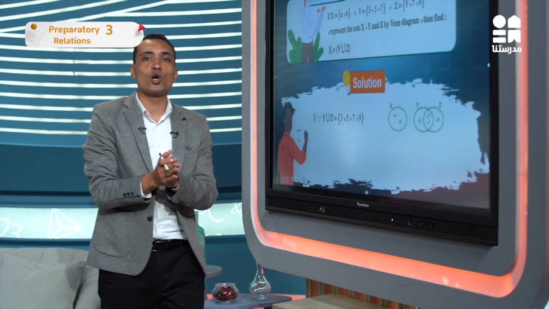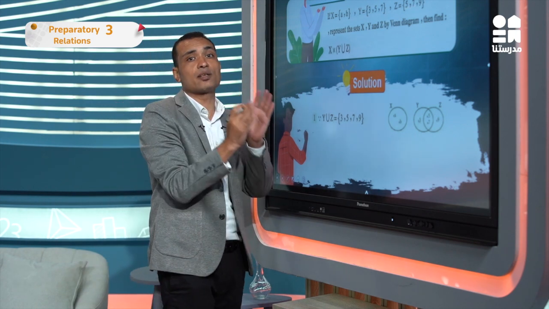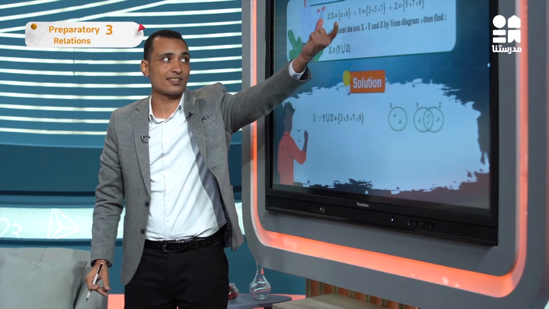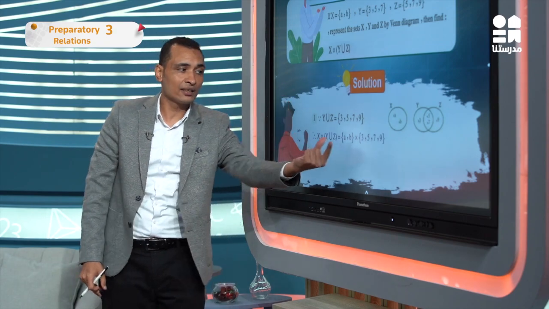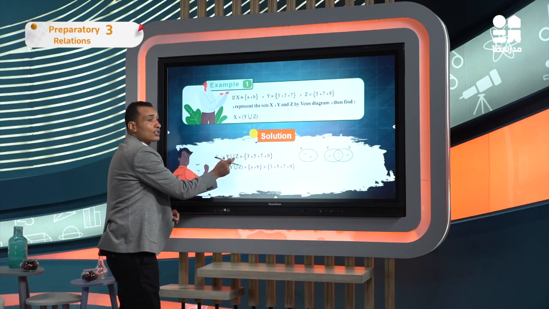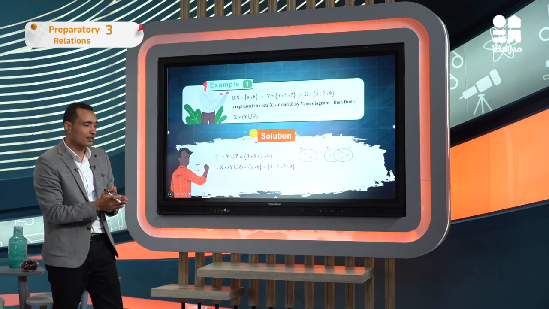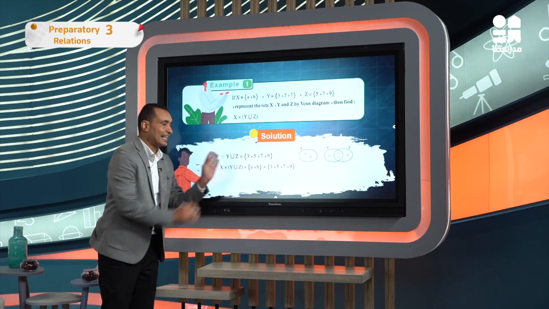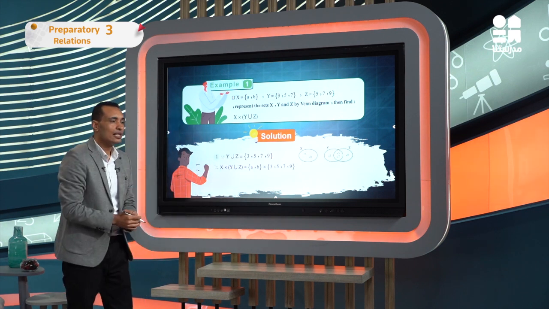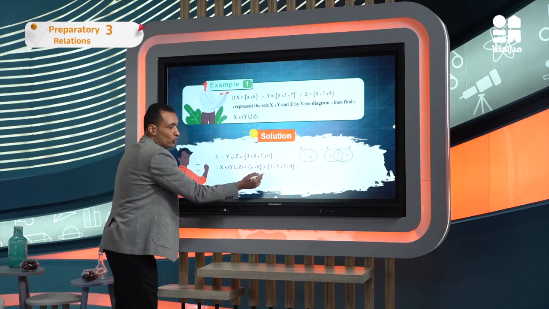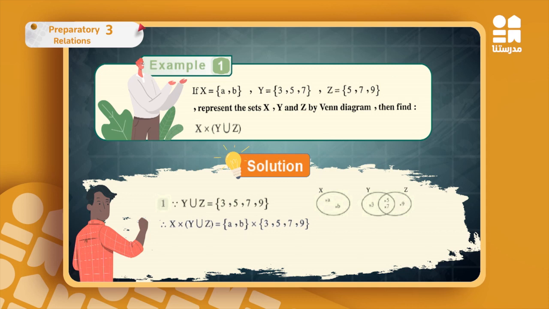After that, I want to find the Cartesian product of the set X, which is A and B, and the set of union of Y and Z. عايزين نجيب ال Cartesian product of the set X. هكتبها الأول A and B, and the Cartesian product of Y and Z together, which are 3, 5, 7, 9.